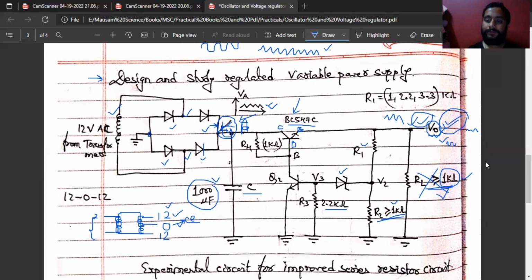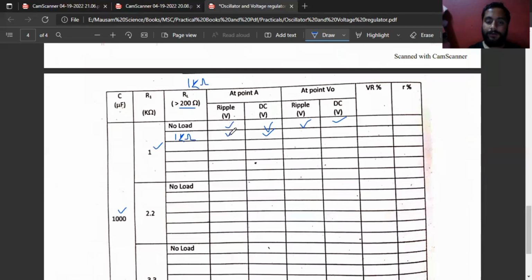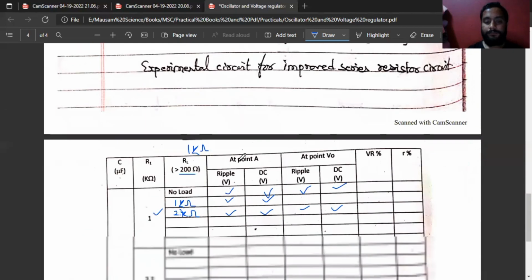Again, we need to take this out and keep here 2 kilo ohm, because the data of ripple voltage, DC voltage at point A and ripple voltage and DC voltage at point B can be taken out over here. Again, if we keep here 2.2 kilo ohm resistor, we can do the same thing from point A and point B. Point A and point B, we can do the same thing from here.